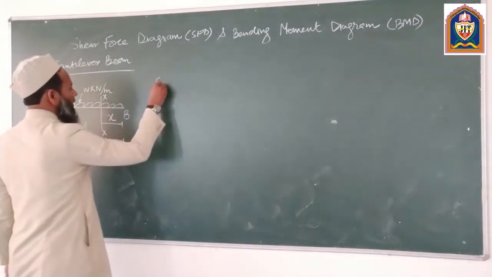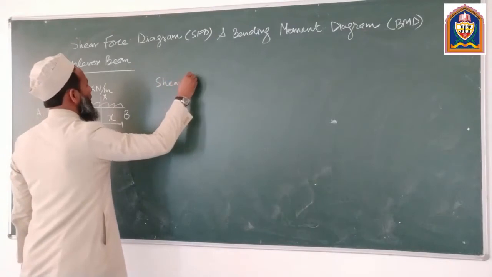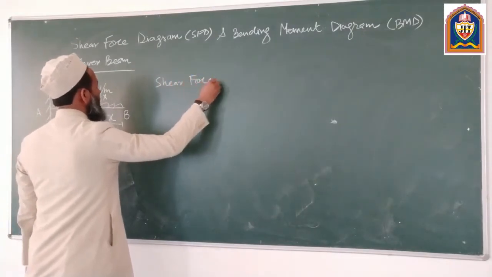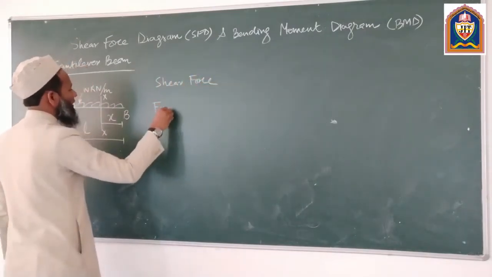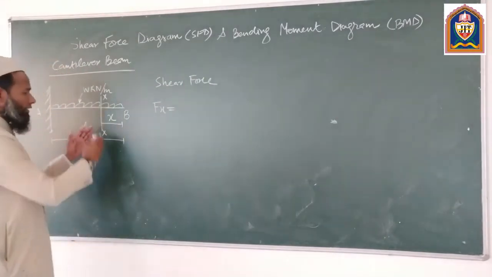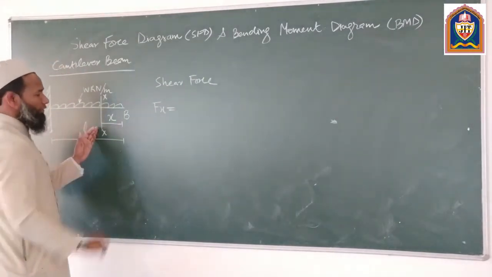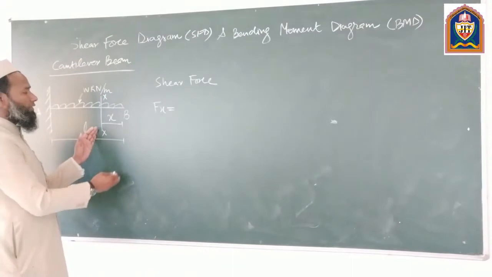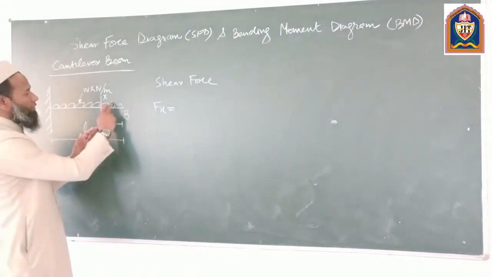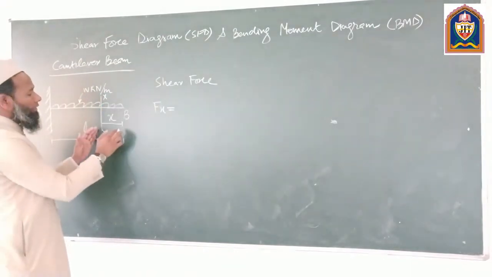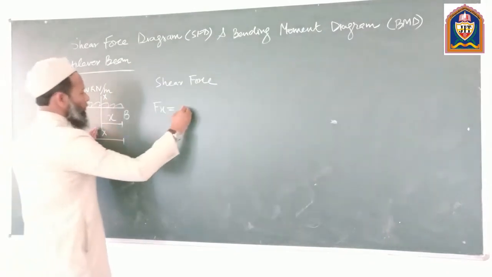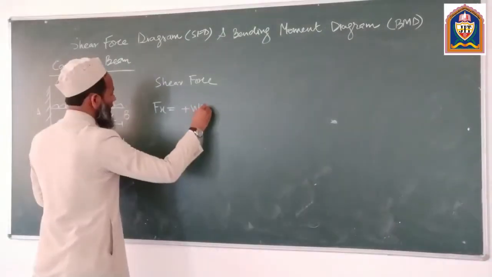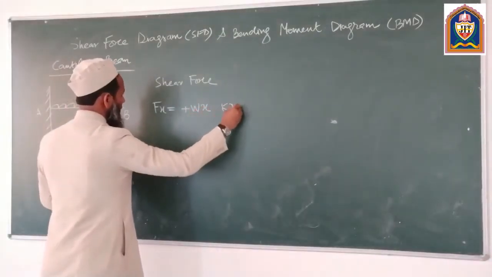We will write down the general equation for the shear force. So Fx is equal to, we are considering the forces on the right of the section. On the right of the section, the force which we have is W kilonewton per meter, and the length is x. So this is positive Wx kilonewton.